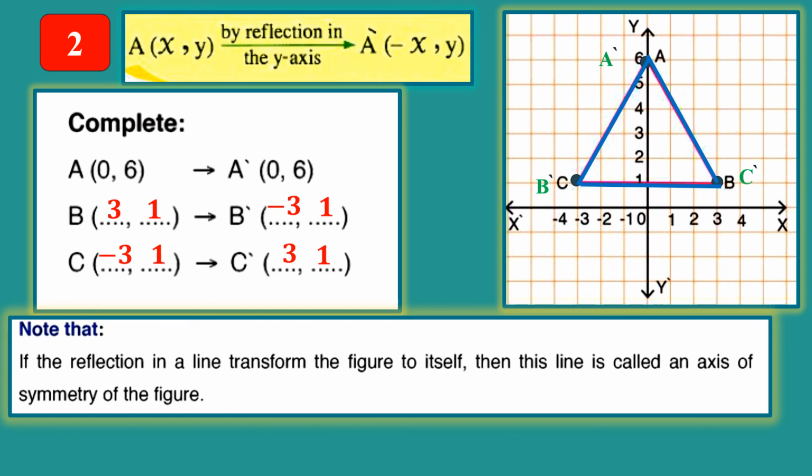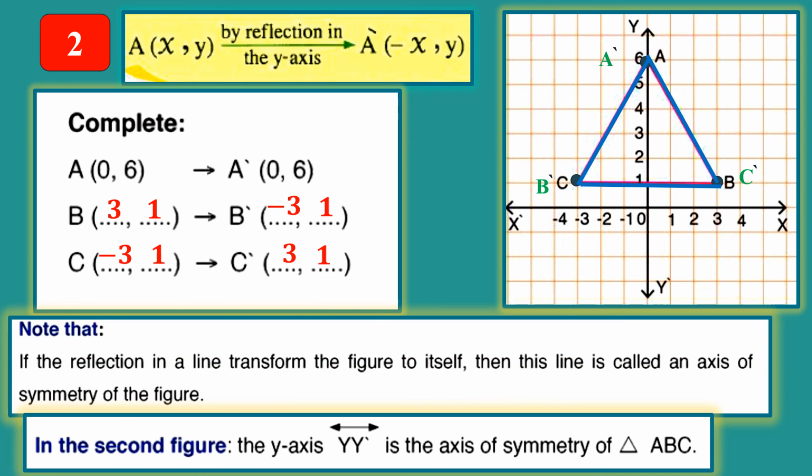If a reflection in a line transforms the figure to itself, then this line is called an axis of symmetry of the figure. In the second figure here, the y-axis, the y dash straight line, is the axis of symmetry of the triangle ABC. This is our note in this lesson.